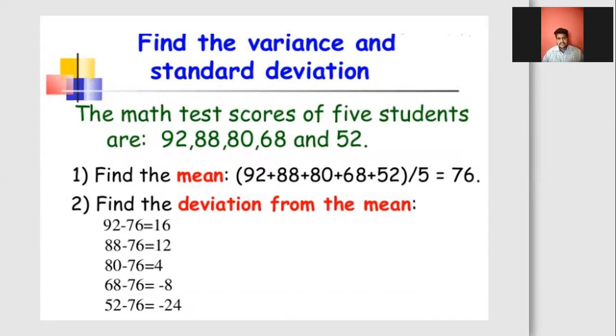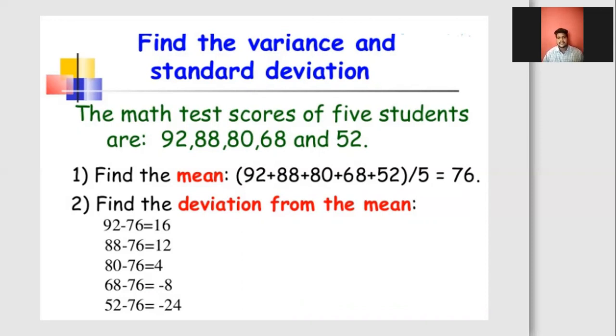So the maths test scores of 5 students are 92, 88, 80, 68 and 52. Find the mean. So after adding 92 plus 88 plus 80 plus 68 plus 52, and dividing by 5, we will get 76. 76 is the mean. Find the deviation from the mean. So we have to find the deviation. That means we have to subtract.